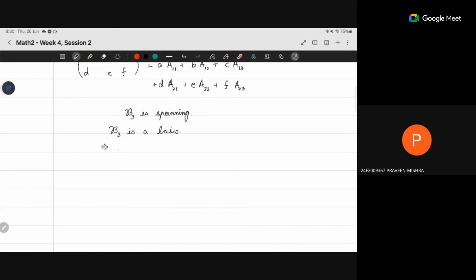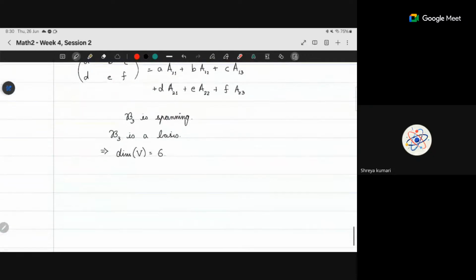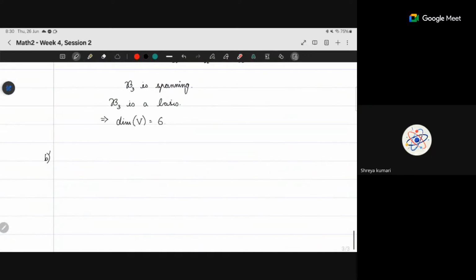And what can we conclude from that? The dimension of B is 6. This was example 2, example B. So as a generalization of example B, if I have the vector space of M cross N matrices, then what is the dimension of that? M cross N. Yes, it's M times N.